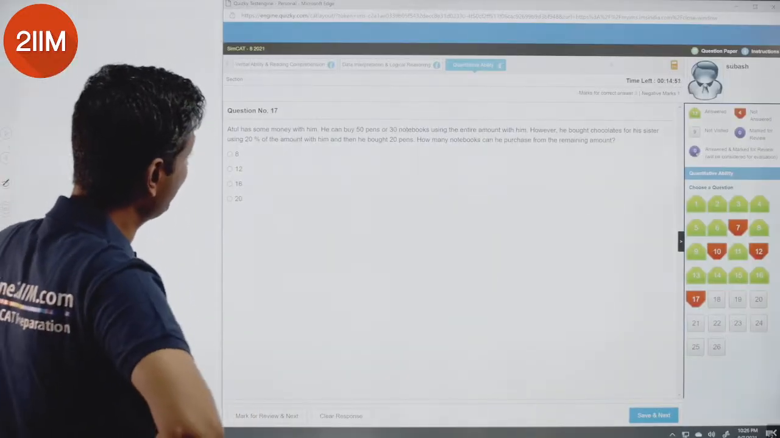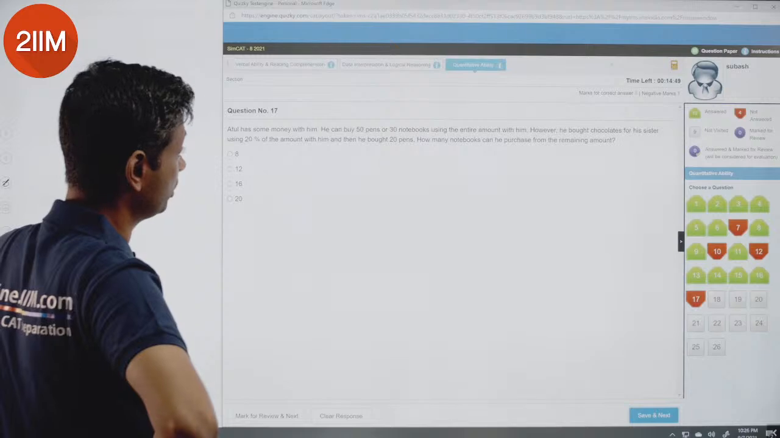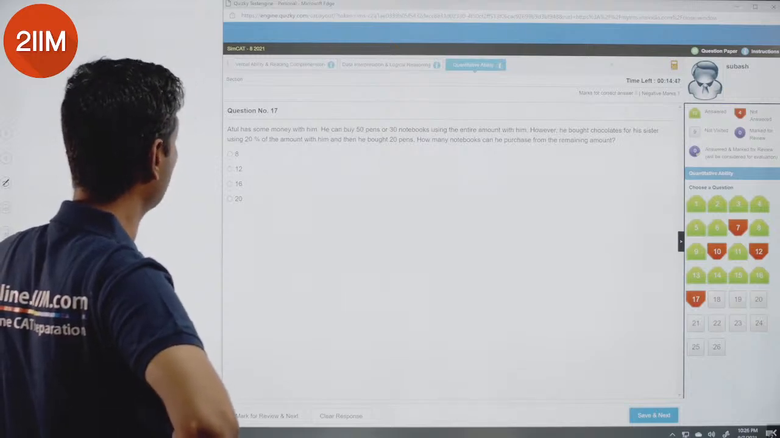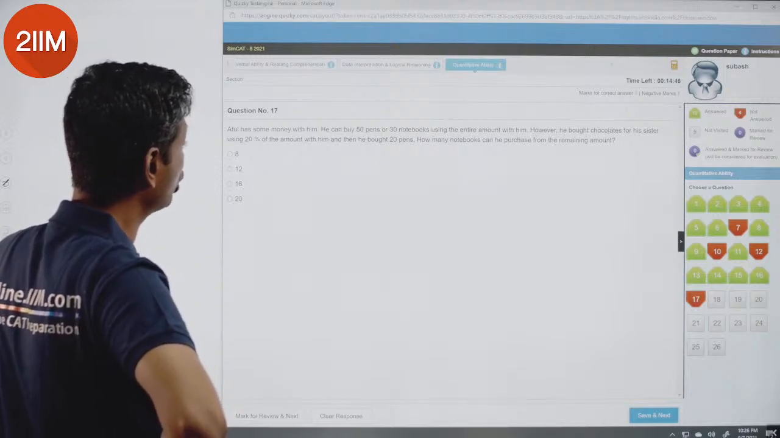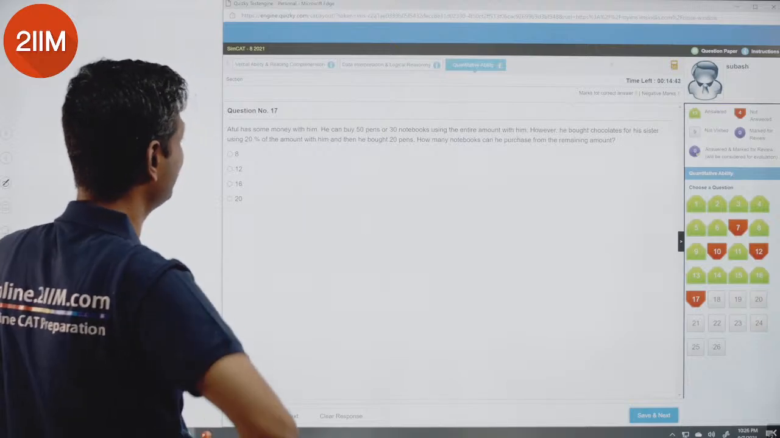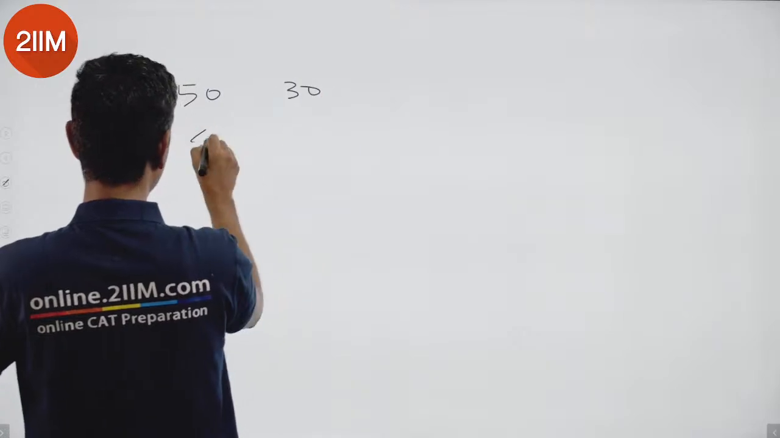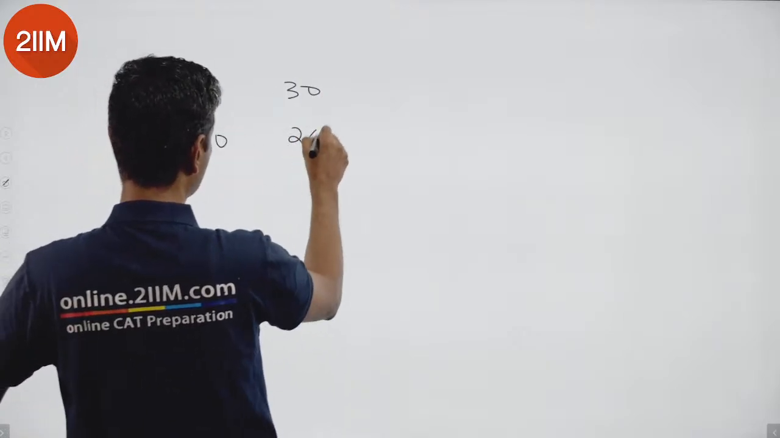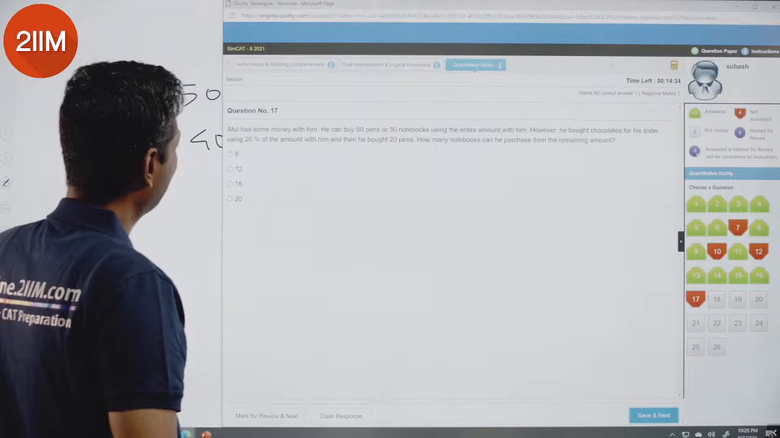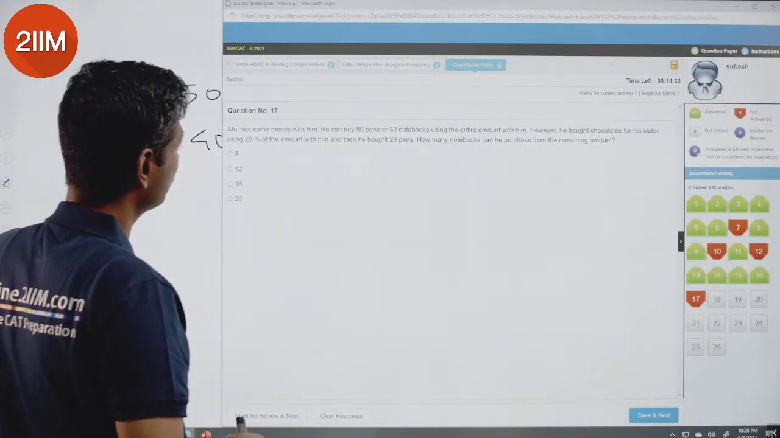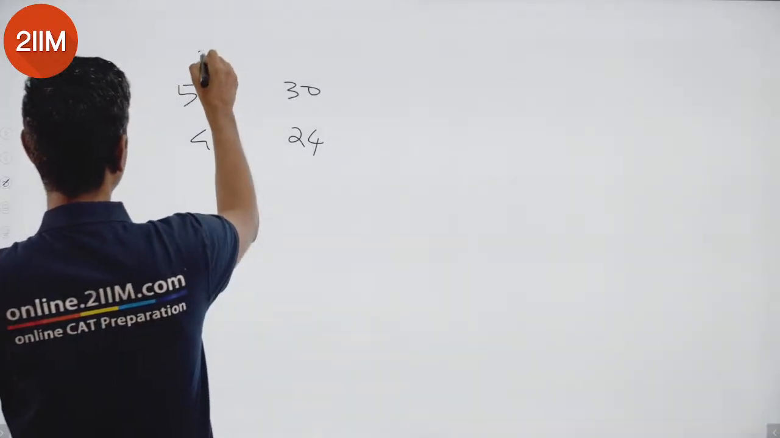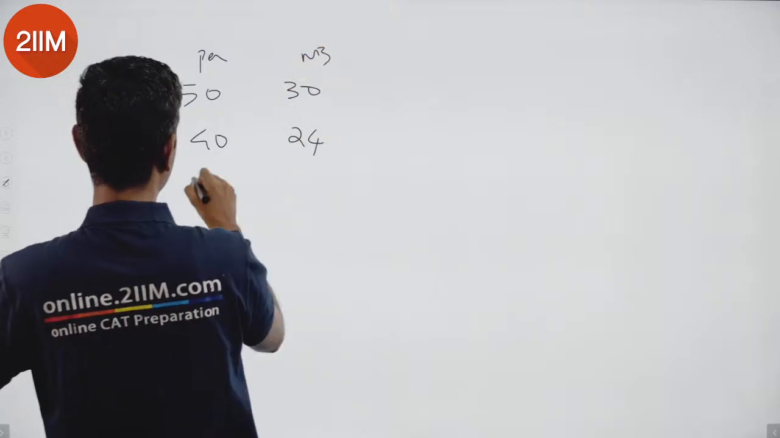Arun has some money with him, lucky Arun. He can buy 50 pens or 30 notebooks using the entire amount with him. However, he bought chocolates for his sister using 20% of the amount, and then he bought 20 pens. So 50 or 30 he could buy. With 20% gone, he can buy 40 or 24 with the remaining money. He bought 20 pens. This is pens, this is notebooks.